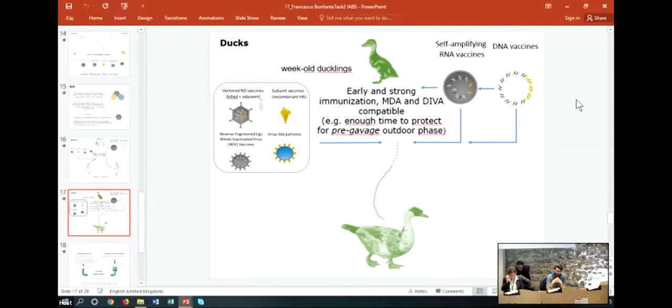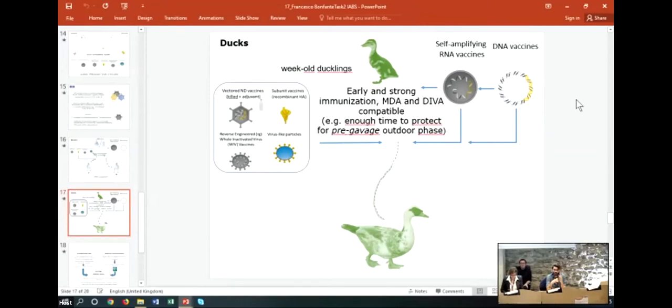The most important aspect, especially for foie gras, is that we get our animals protected by the time we put them outside at 3 weeks of age for the pre-gavage phase. And so immunity should be early, strong, MDA compatible, and DIVA compatible. So it's really high expectations here, and possibly 1 or 2 immunizations with these new technologies could work.